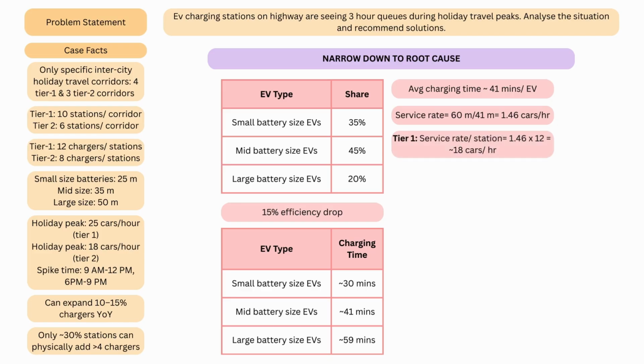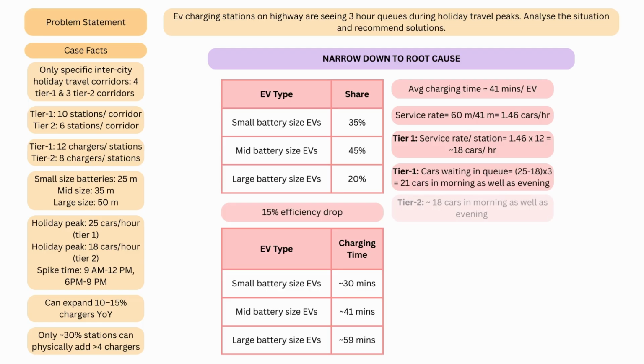For tier 1 at each station there are 12 chargers. So service rate per station is 1.46 into 12, that is around 18 cars per hour. Arrival rate is 25 cars per hour, hence there are 25 minus 18 into 3, that is 21 cars waiting in queue during peak hours in the morning, and similarly for the evening. Similarly for tier 2, there are 18 cars waiting in queue during peak hours in the morning as well as evening. So what does that mean?